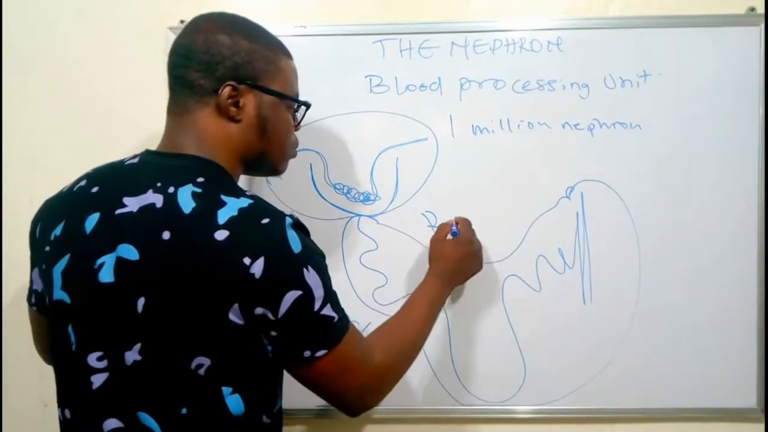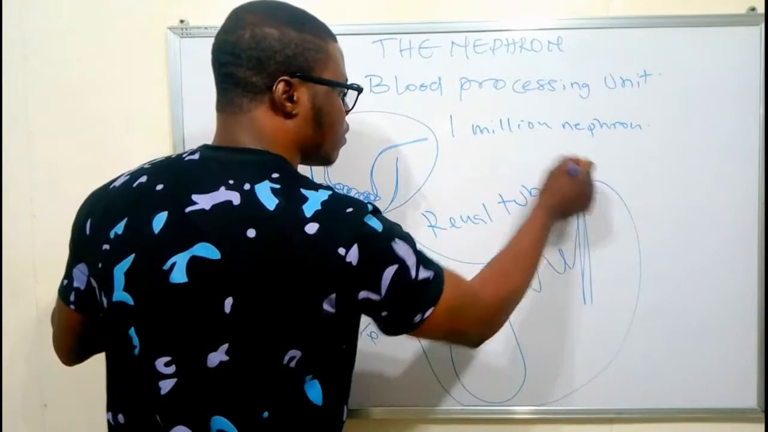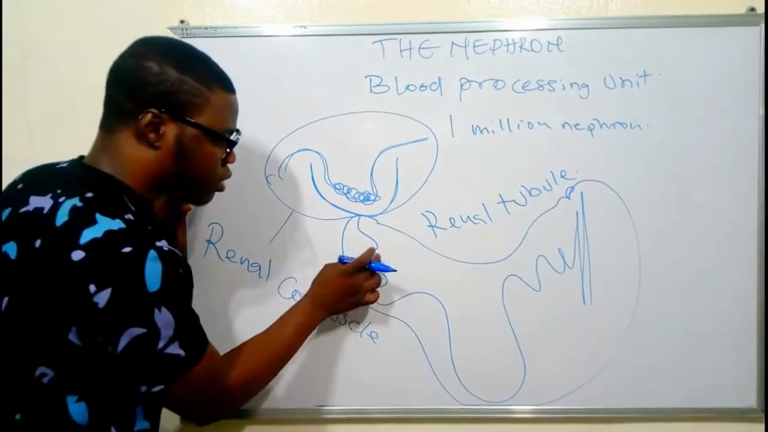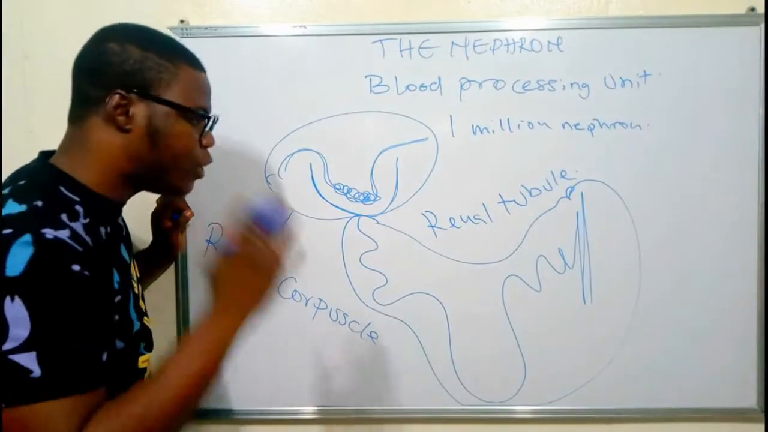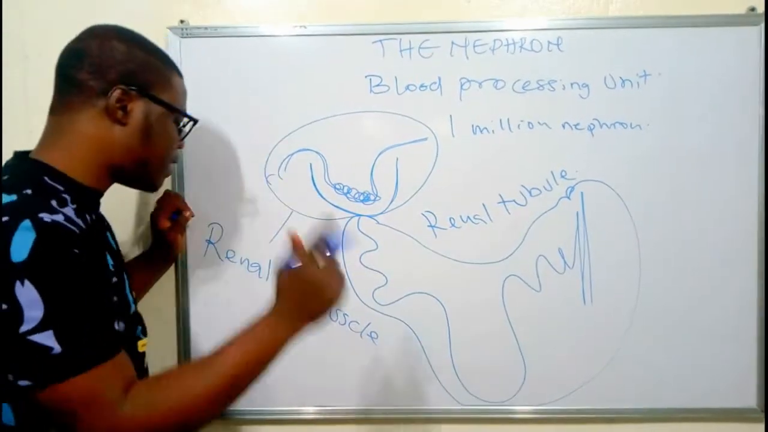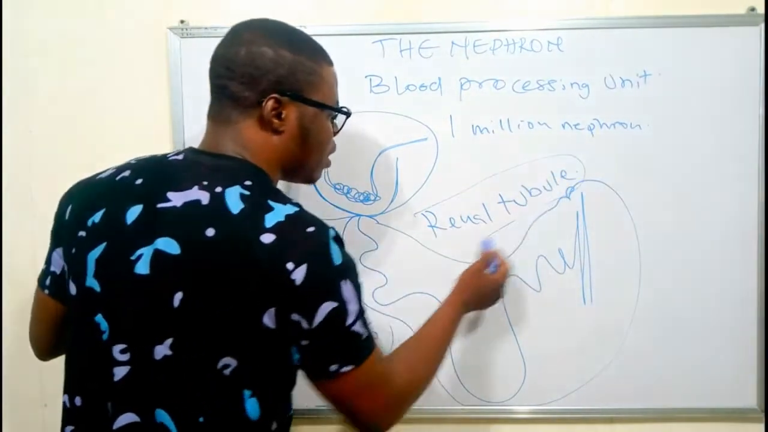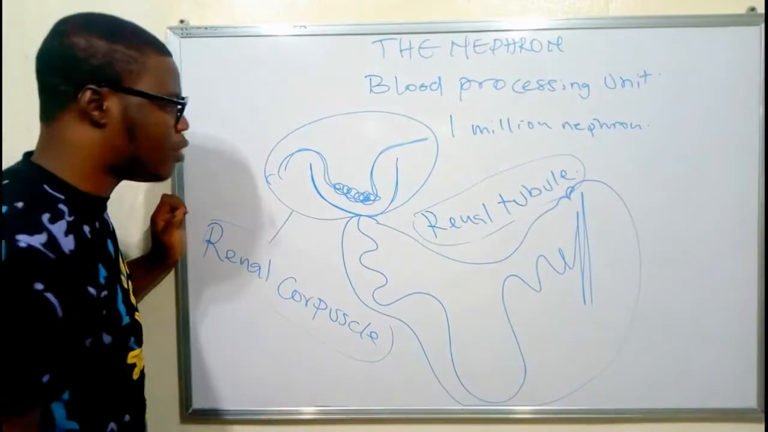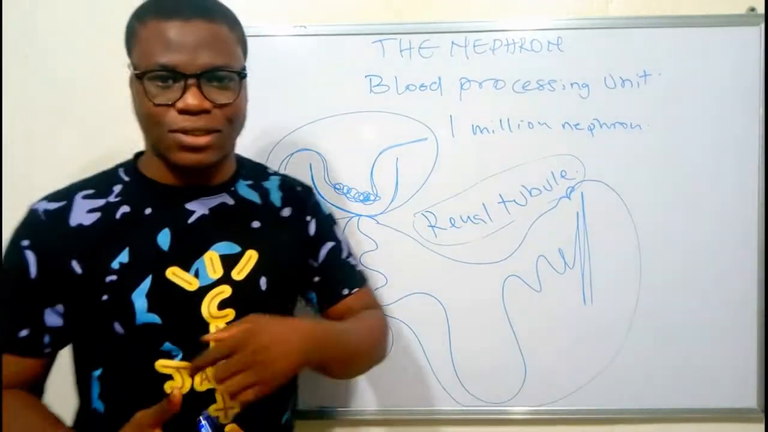But the other part, right from here to this very end, everything right here, is called the renal tubule. So this structure, this one, this and this, is called the renal tubule. Which means our nephron has majorly two parts. The first one is the renal corpuscle and the other one is the renal tubule. So let me clean the board and let's come in with a proper diagram and description of the nephron. So stay tuned.